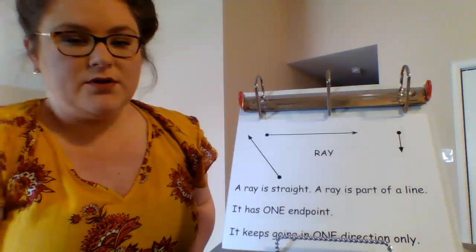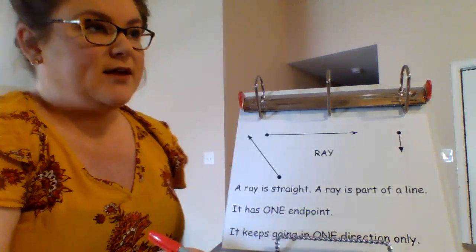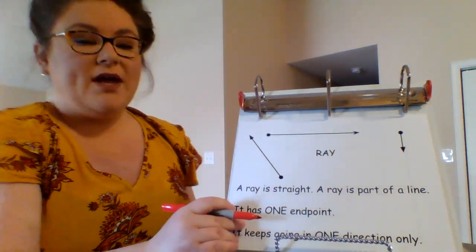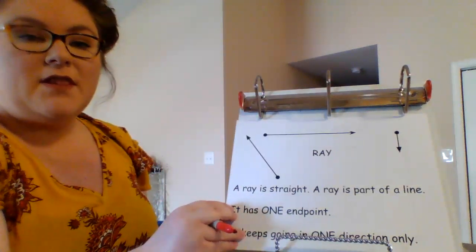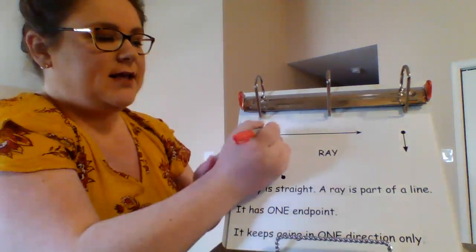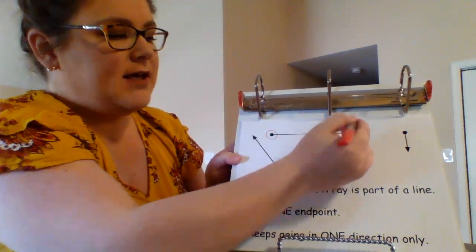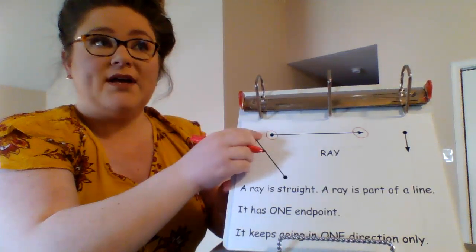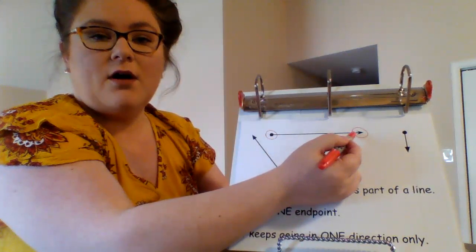Now, the next word that we need to know is ray, okay? Not array like we've heard in multiplication, just ray. So a ray, again, is also straight, okay? And it's part of a line. What makes it different from a line segment, which is part of a line, is that it has one endpoint, okay? And on the other end is an arrow. So one part of the ray is stopped with an endpoint. The other end, however, can go on and on.